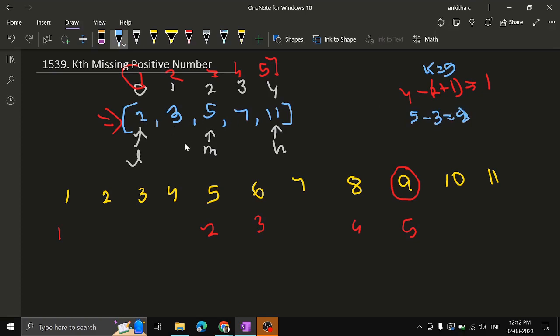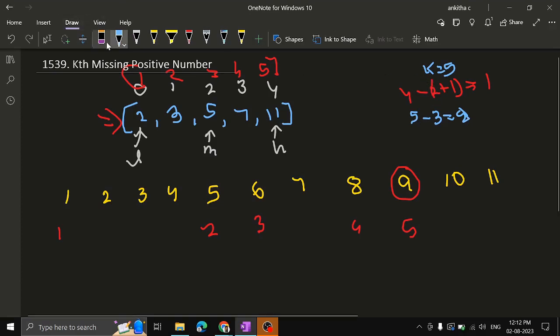So 1 and 4 are missing in the array before the mid. And at this index, we have come to know that two numbers are missing in the array. And we want to know the fifth missing positive integer. So two positive integers are missing in the array, we have come to know. But we need the fifth positive integer.